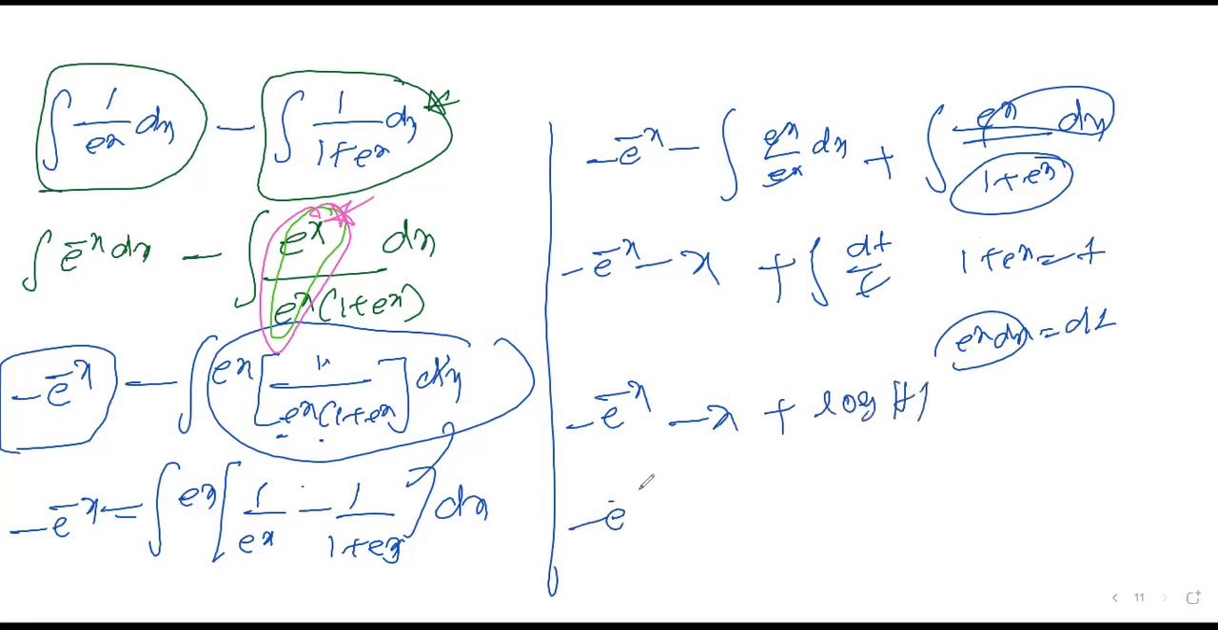Minus e power minus x, then the integral of dt by t is log t. So minus e power minus x plus log t means what? 1 plus e power x plus c. Clear?